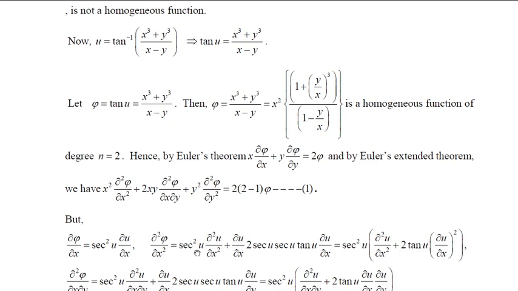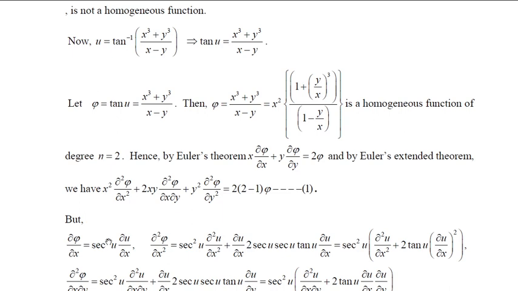Keep secant square u as it is. What is the derivative of ∂u/∂x with respect to x? It is ∂/∂x of ∂u/∂x, that is ∂²u/∂x², plus. Now keep the second term as it is, ∂u/∂x. What is the derivative of secant square u? First you need to differentiate the power. So it is of the form x to the power of n. What is the derivative of x to the power of n? N into x to the power of n minus 1. By that way, 2 into secant to the power of 2 minus 1. 2 minus 1 is 1. So simply you will get 2 secant u.